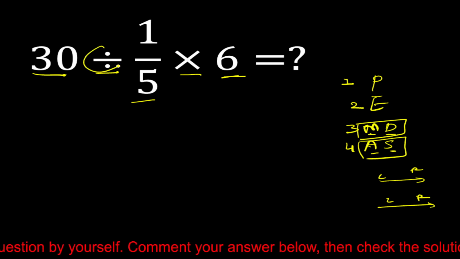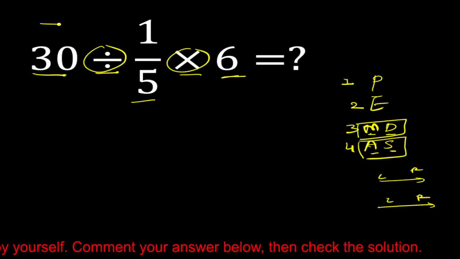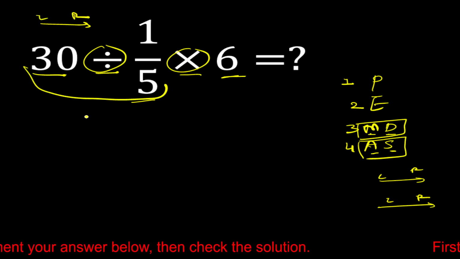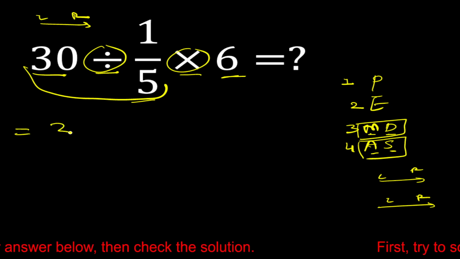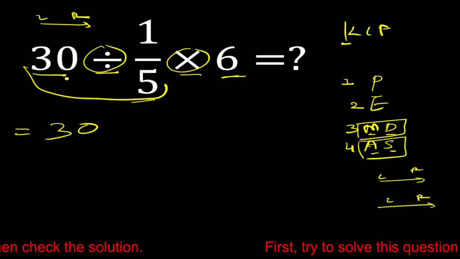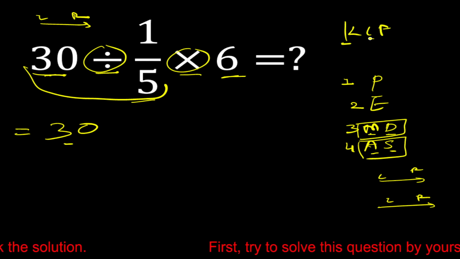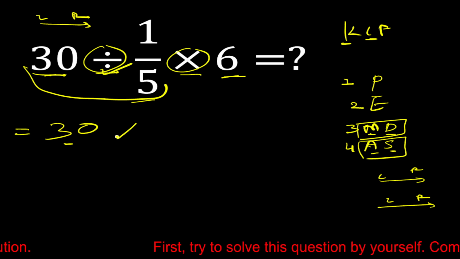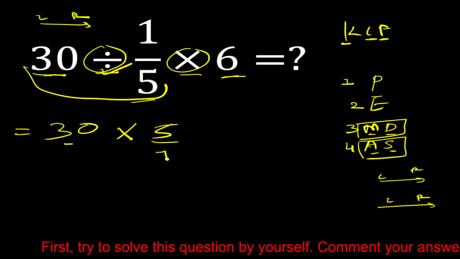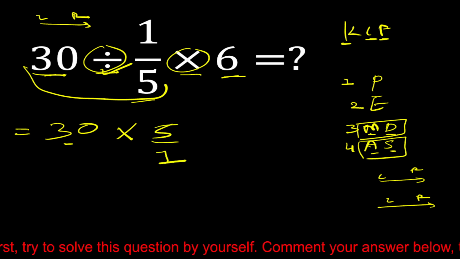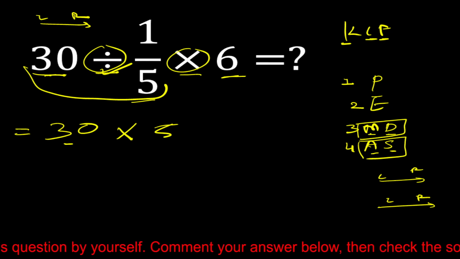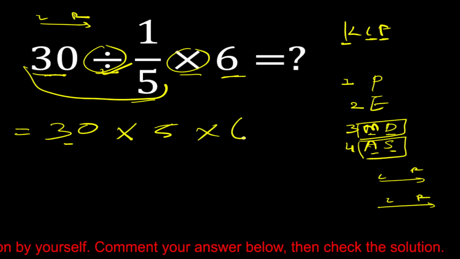Okay, so here is division and here is multiplication, both have equal priority, so we have to solve it from left to right. So first we have to solve this part. Okay, so is equal to, now 30, and now according to KCF rule, K means keep this 30 as it is same. C means change this sign from division to multiplication, and F means flip this fraction, 1 by 5 is equal to 5 by 1. Okay, here is 5 by 1, so we can also remove this one because 1 divided by 5 is equal to 5. Okay, multiply 6.